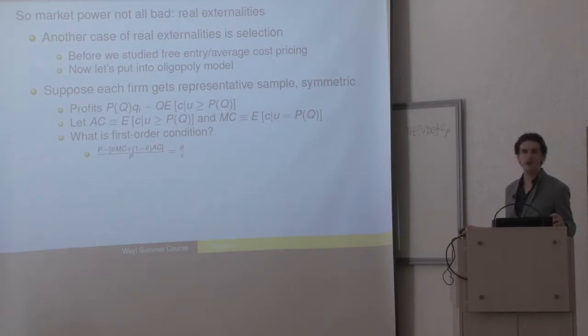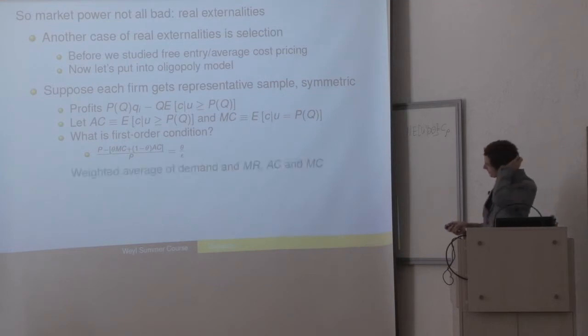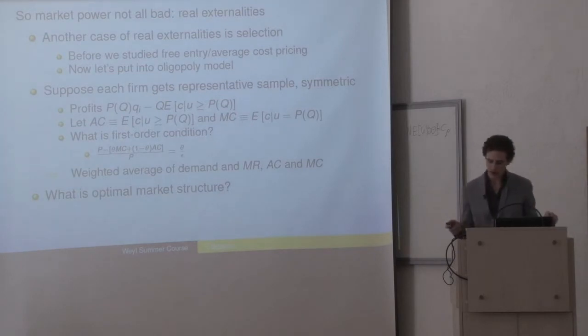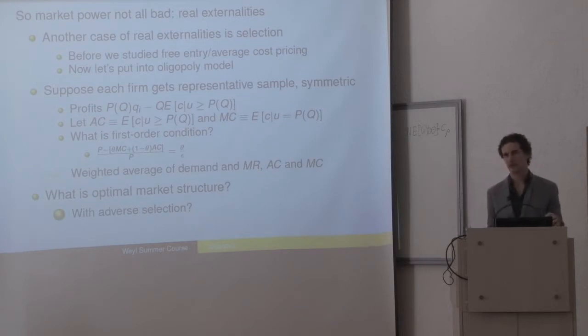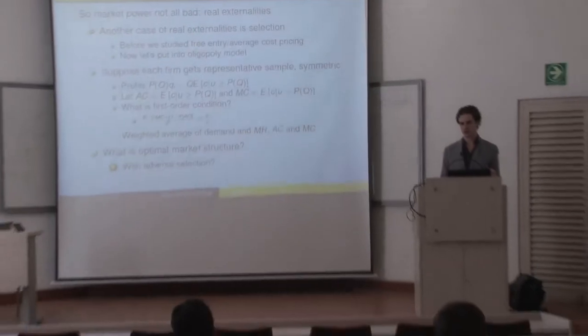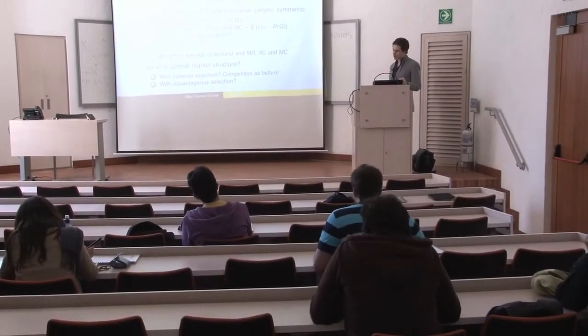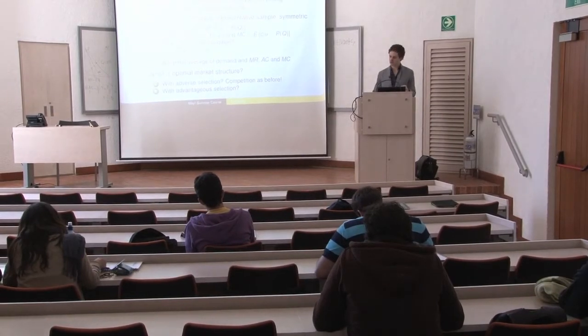So this will be the market equilibrium under oligopoly. So you do a weighted average of demand and marginal revenue, and a weighted average of average cost and marginal cost. Okay, so what is going to be the optimal market structure under adverse selection? Can anyone see? We talked about this a little bit before. What's the optimal market structure under adverse selection? If we have marginal cost that's less than average cost. Yeah. Competition, right? How about with advantageous selection? What's going to be the optimal market structure?